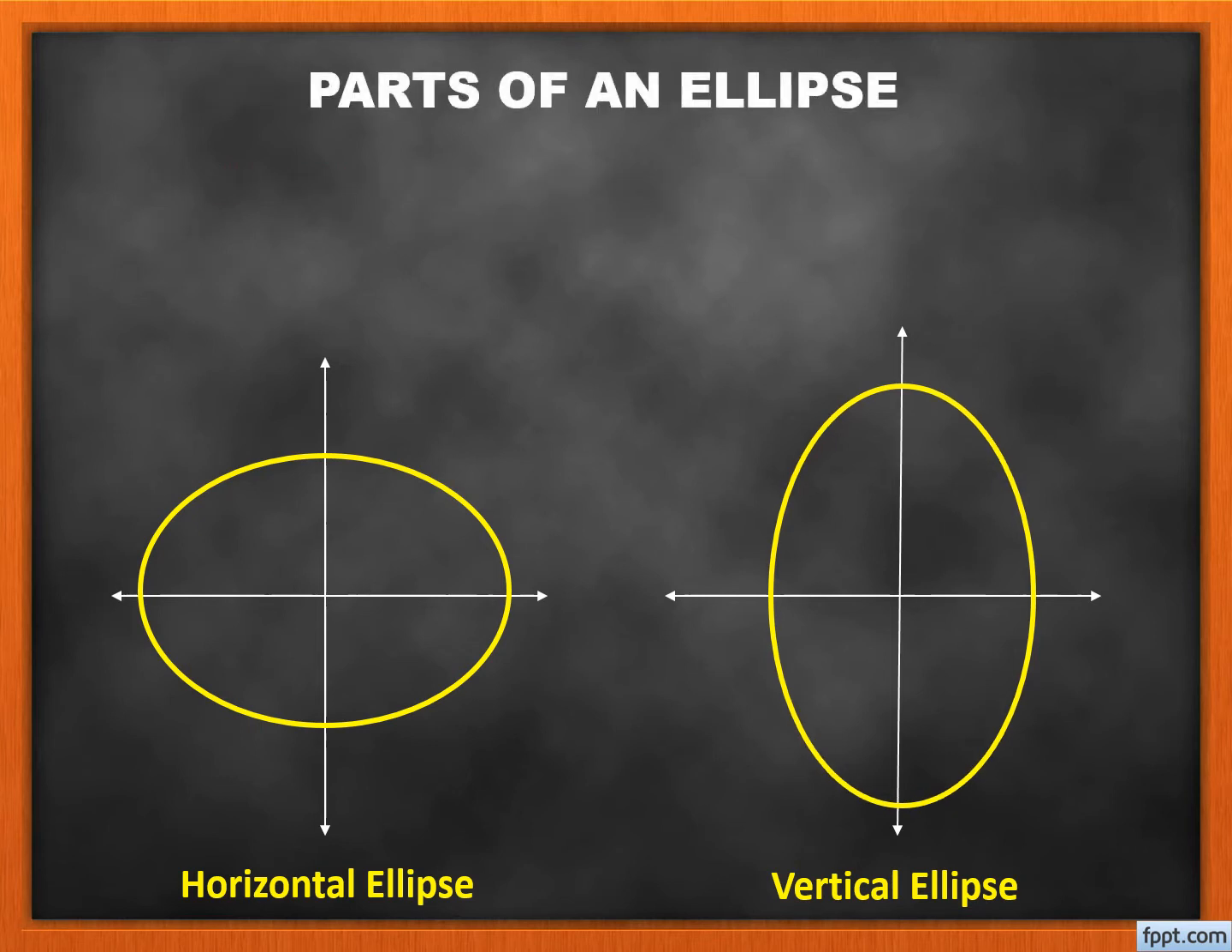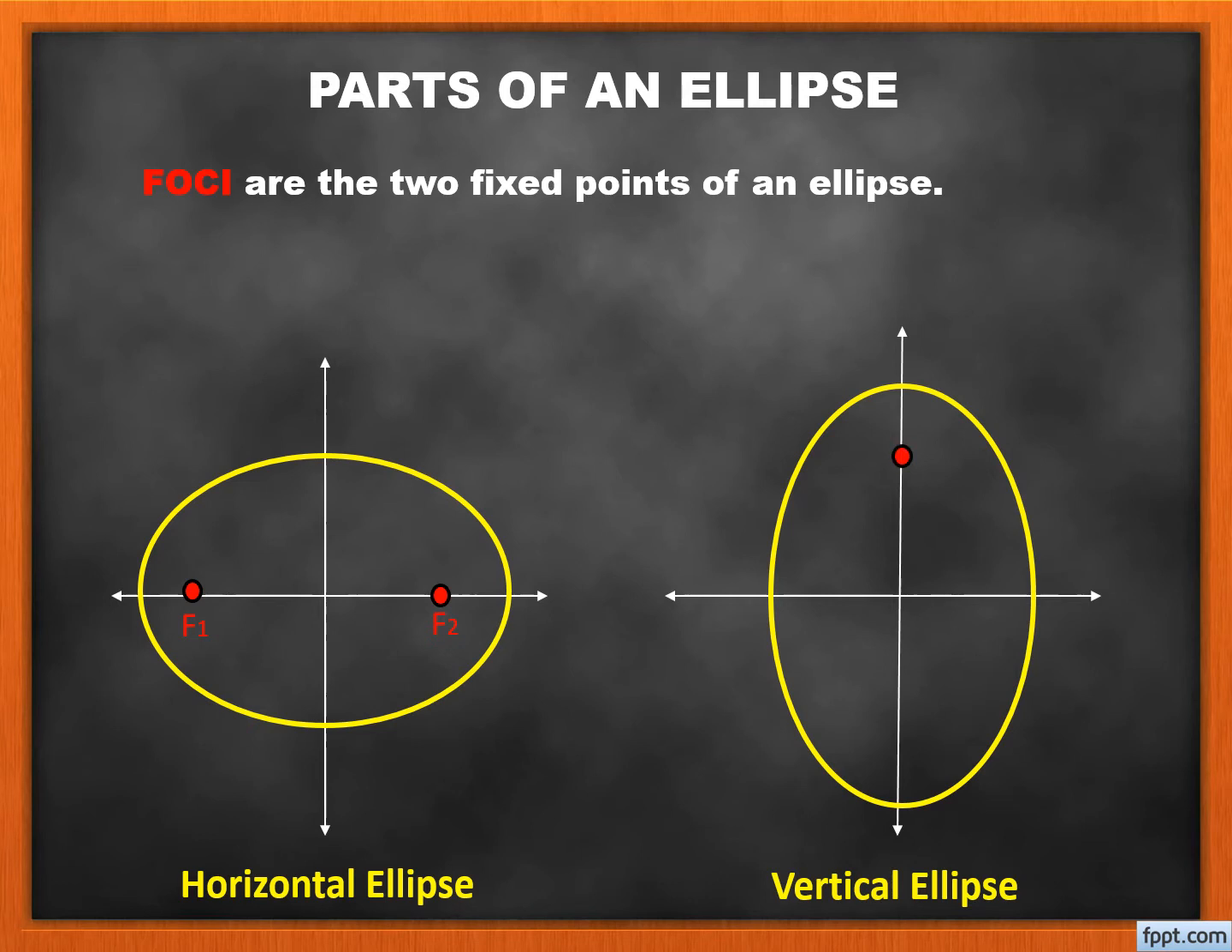Now let us have the different parts of an ellipse. The first one are the foci. Foci are the two fixed points of an ellipse, denoted by F sub 1 and F sub 2. If your ellipse is horizontal, then your foci are also graphed horizontally. On the other hand, if your ellipse is vertical, your foci are also graphed in a vertical manner.